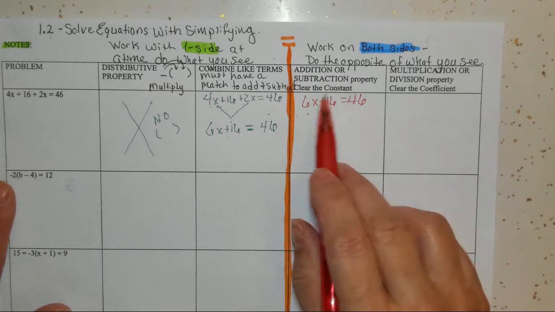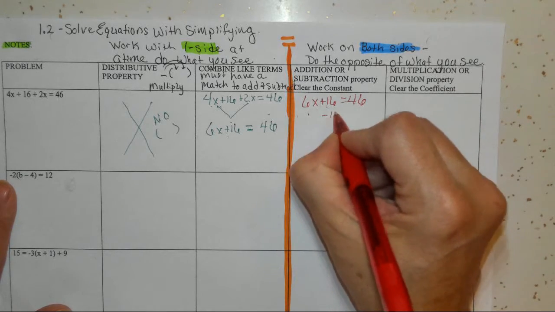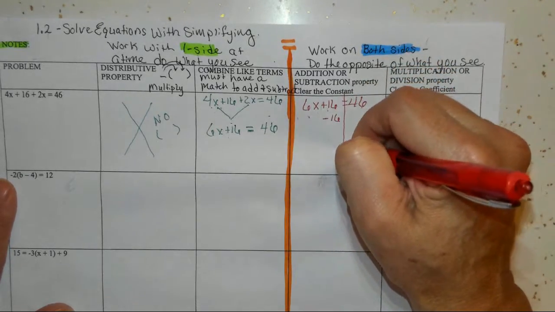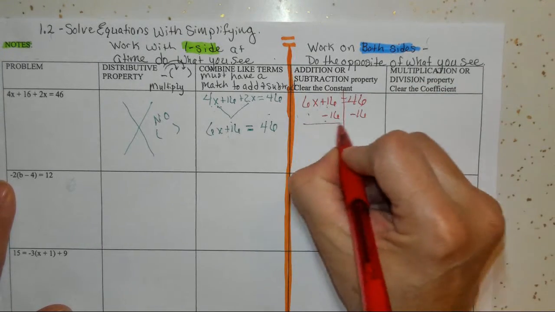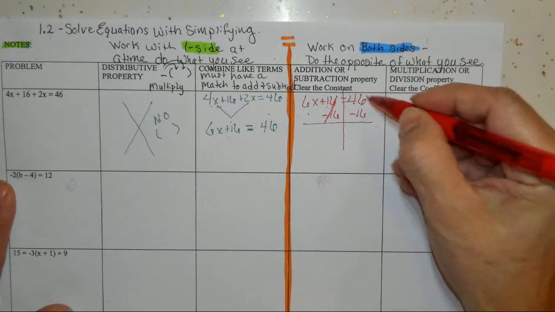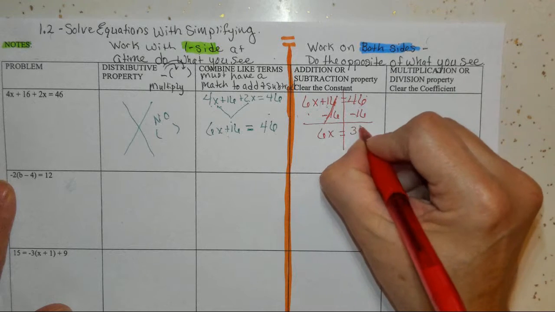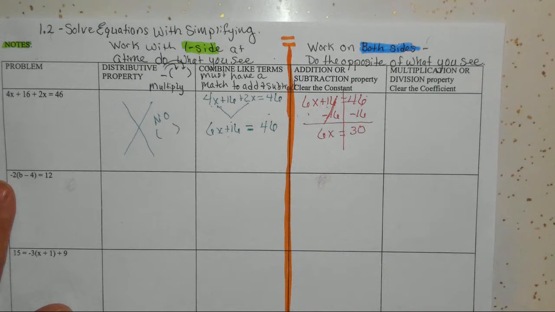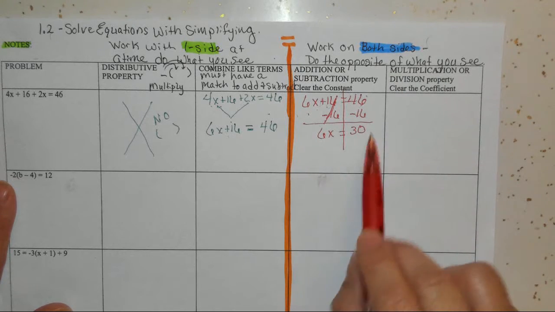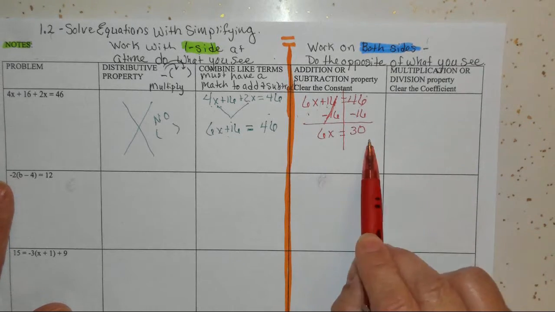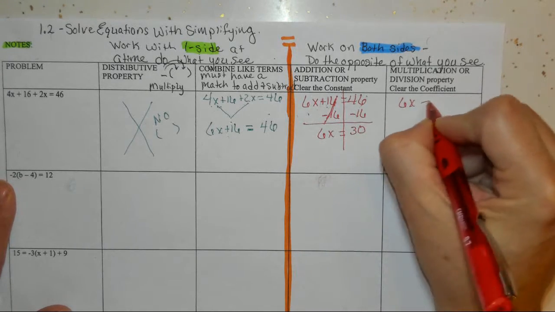We do that, first of all, by clearing the constant, which in this problem is 16. I see addition. I'm going to draw the line, because this is where I have to start working with both sides. I made this disappear, and I did it over here. 6x equals, that would be 30. All right? So then I have to determine, am I done? Is the x by itself? And it isn't. There is a coefficient, so I have to take the equation through this box.